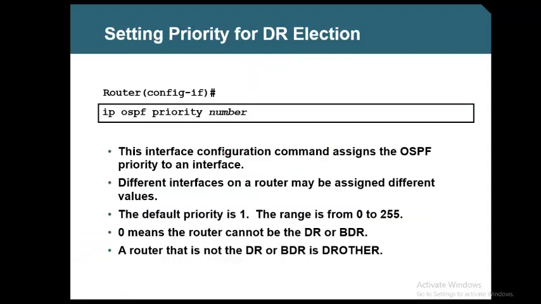I told you, this is the way that we can configure priority. Go under the interface and say ip ospf priority and then a number. The higher is more preferred. Zero means they cannot compete. They cannot become a DR. One is the default priority. The router that is neither a designated router nor a backup designated router will be called designated router other.